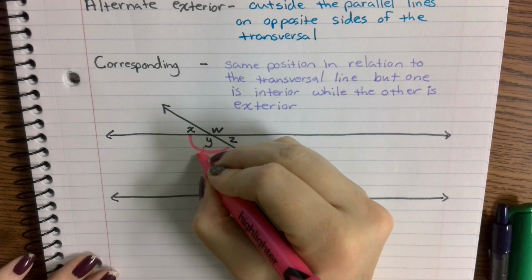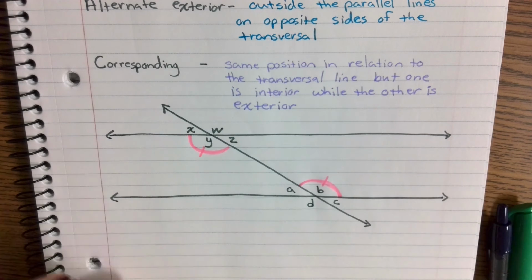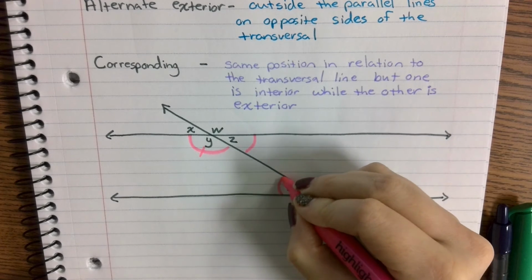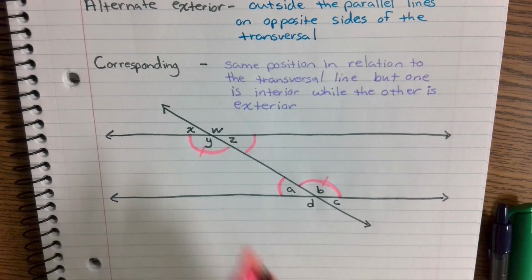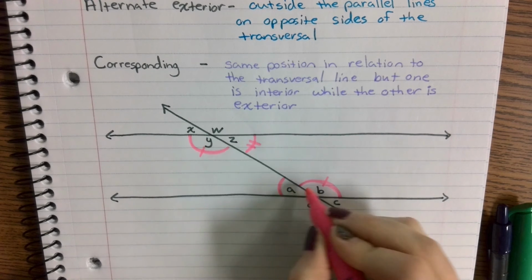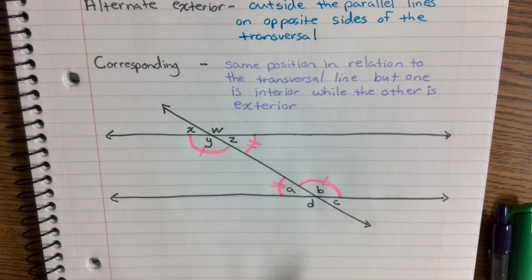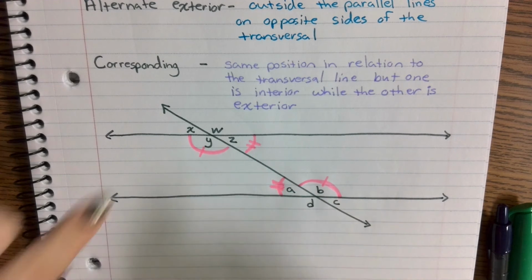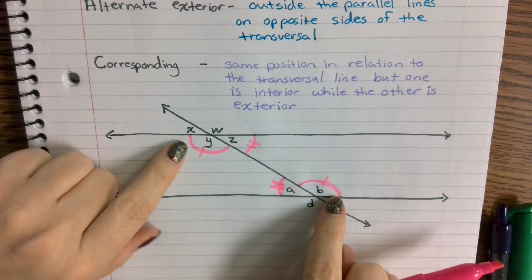I'm going to go ahead and put a single slash through the angle. The reason for that is because I have another set of alternate interior angles. Angle Z and angle A are also alternate interior angles. So I'm going to put a double slash inside. That lets me know that these two angles relate to each other and these two angles relate to each other. Does that make sense?